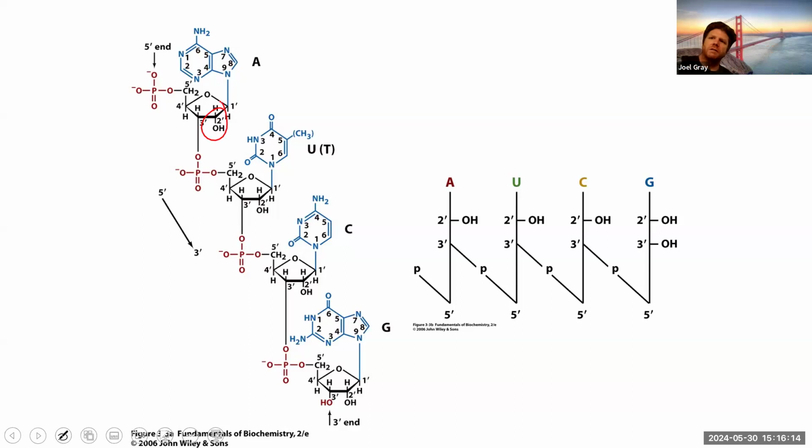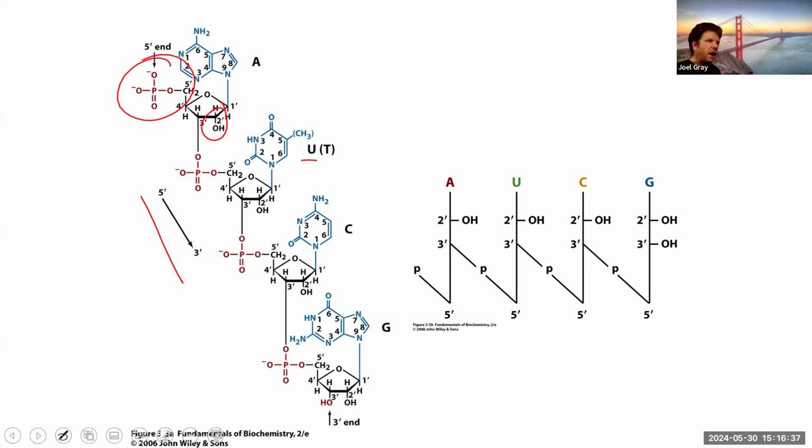This molecule reads in 5' to 3' direction, A, U, C, G. U is uniquely reserved for RNA. And when we look at this molecule, there's one other detail that we need to pick up on. This molecule is phosphorylated, has a phosphate group at that 5' position.